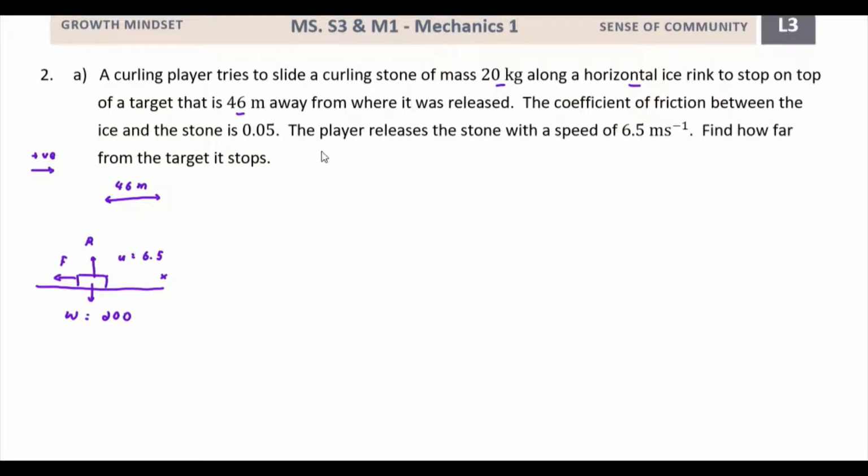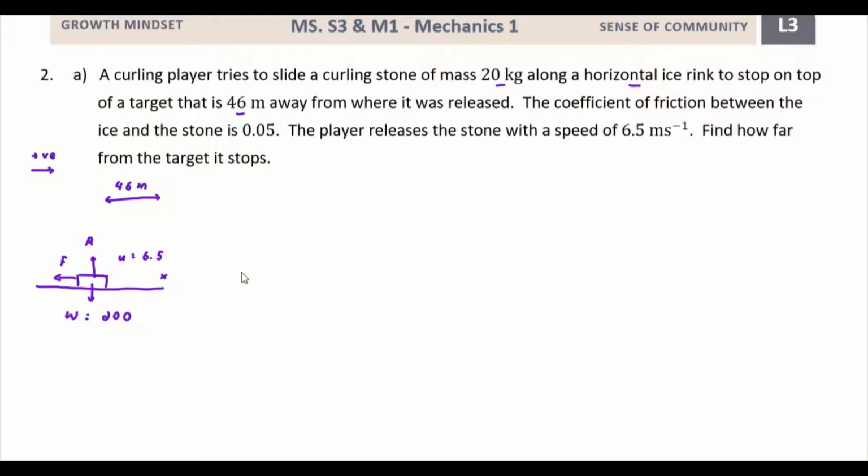You see, the player releases the stone with the speed here. When you slide a curling stone, are you going to continuously apply force on this curling stone? Or do you just hit it, then release it, am I right? This is a one-off hit, and after that the stone is just going to continue to move until it stops. So in this case, we are looking at an instantaneous force. The force is not constant at all times.